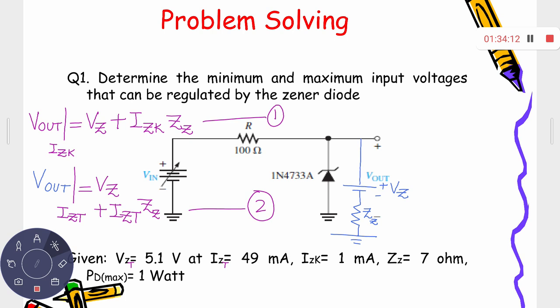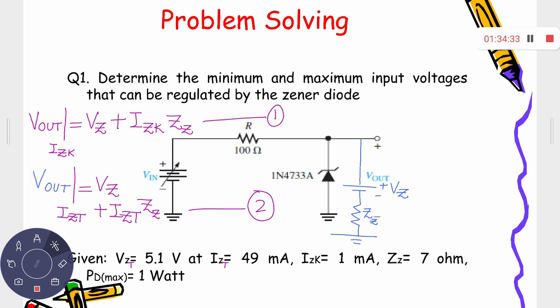Two components, right? Because it's not an ideal one. Had this been ideal, then it should be the same. So based on that, you calculate what is your VZ and all these things. VZ is the only unknown thing because everything is given. IZK is given, ZZ is given. You can calculate IZM also from this PD max, and we apply the same thing.